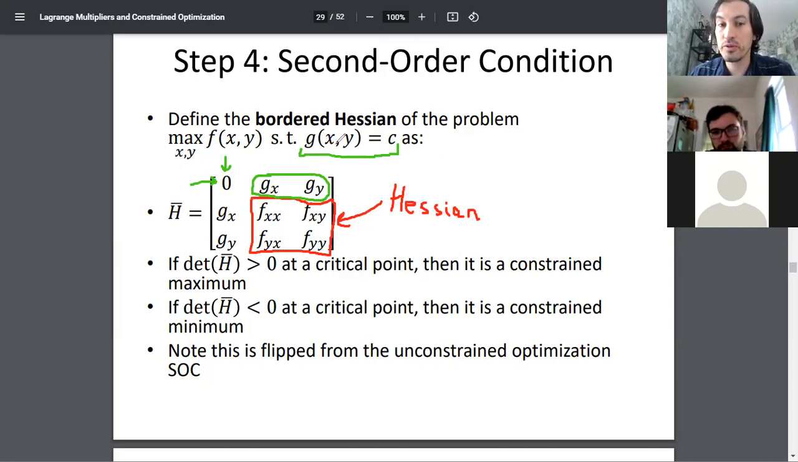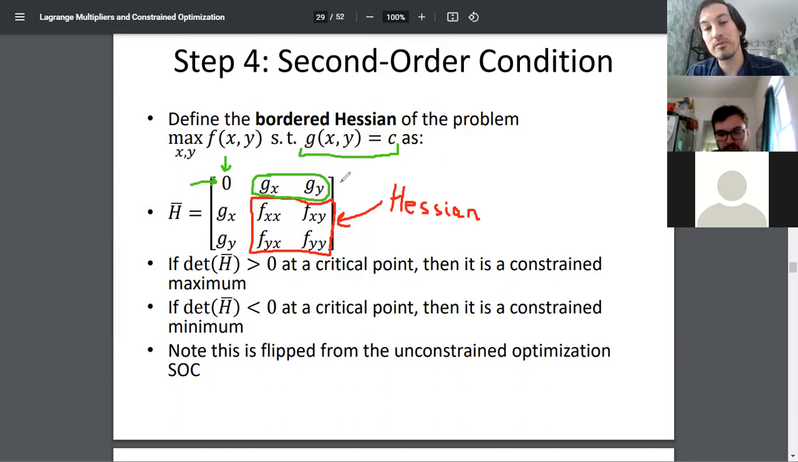It's a function of your choice variables, x and y in this case. And you take the partial derivative of this constraint function, we call it g, and place those as the elements of this first row. Well, there should be 2. There should be 1 for each choice variable.